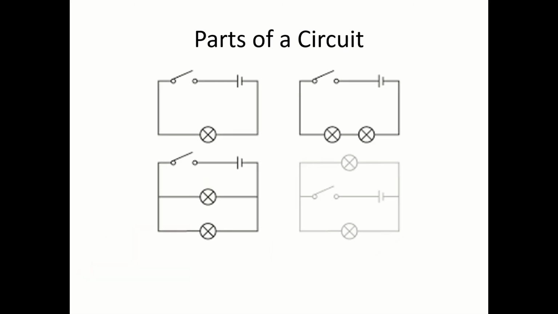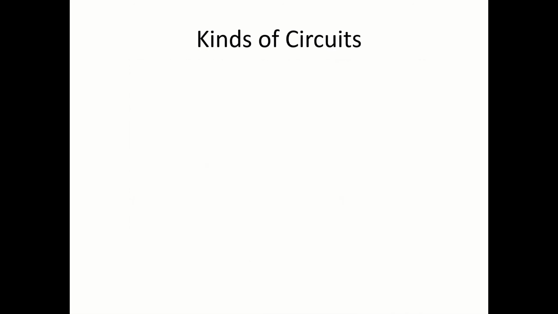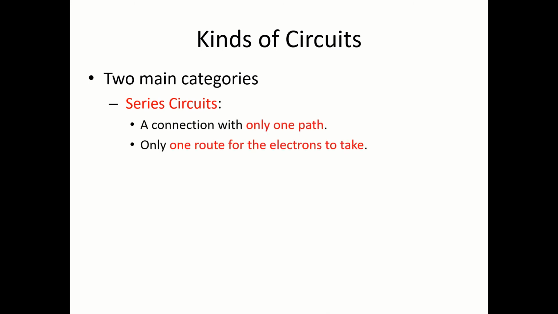There are lots of different kinds of circuits that we can have, and we're going to talk about these in a moment. These are going to be as complicated as our circuits are going to get because they can get a lot more complicated, but we are not going to get there, so don't worry about it. So those are two main categories of circuits. The first main category of circuits is a series circuit. Series circuits are like a one-lane road in town.